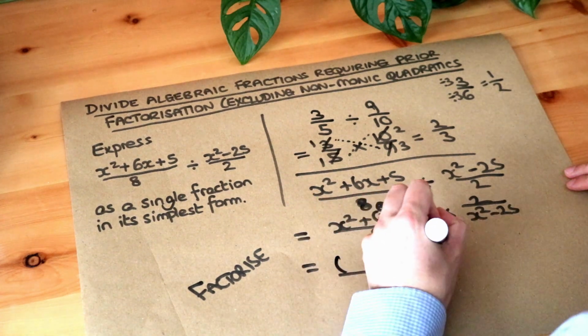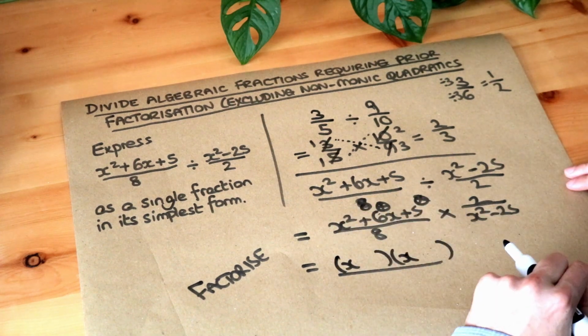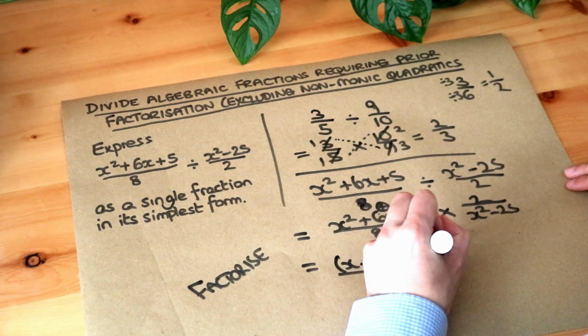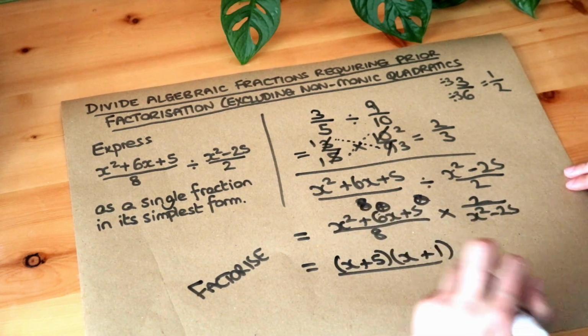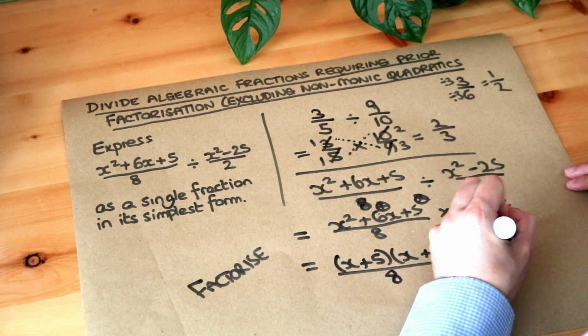So the way we do it is two brackets. We have x at the start of each, because this is a quadratic in terms of x. And then the 5 and 1, either way round, we put in those two brackets. So that is the factorisation of that. 8, we'll just keep as 8. And then we've got 2 over.